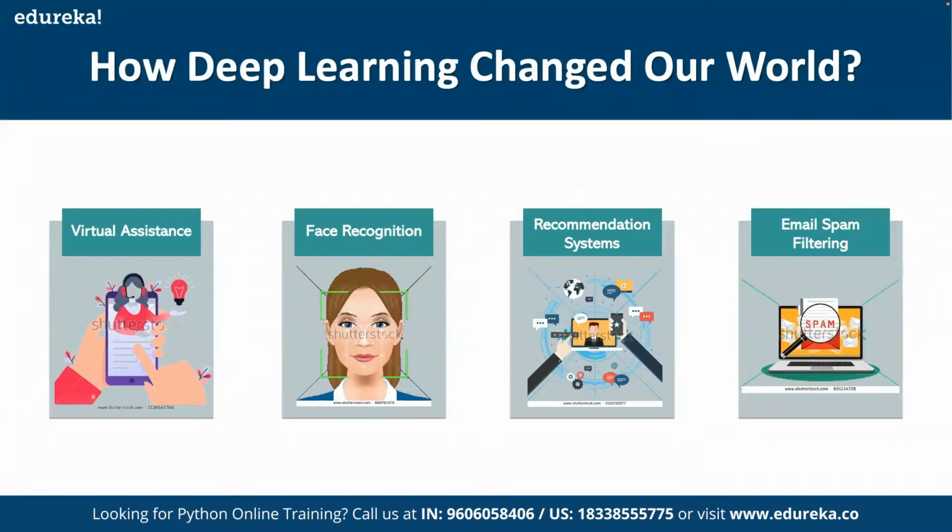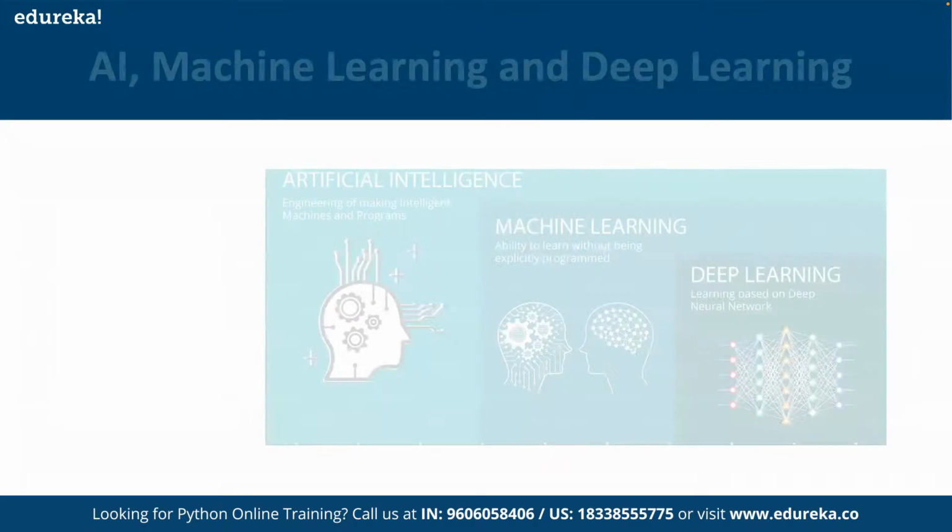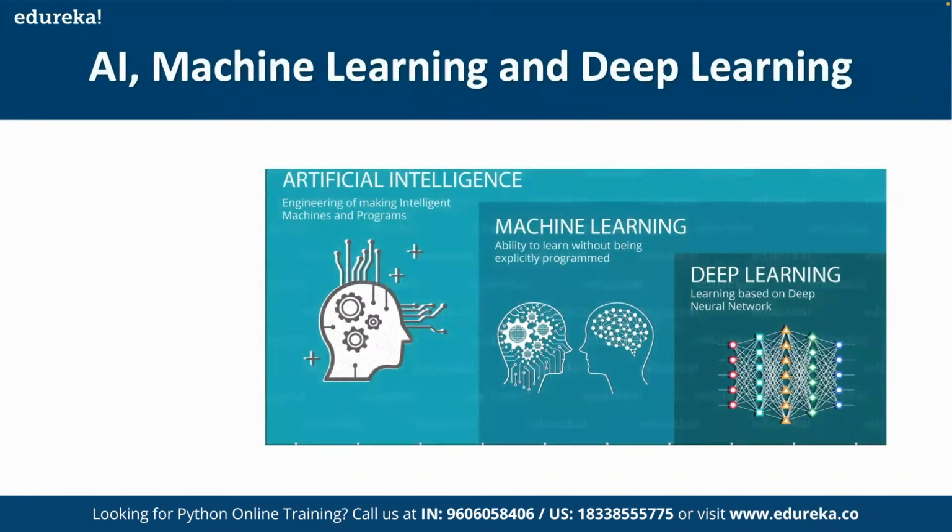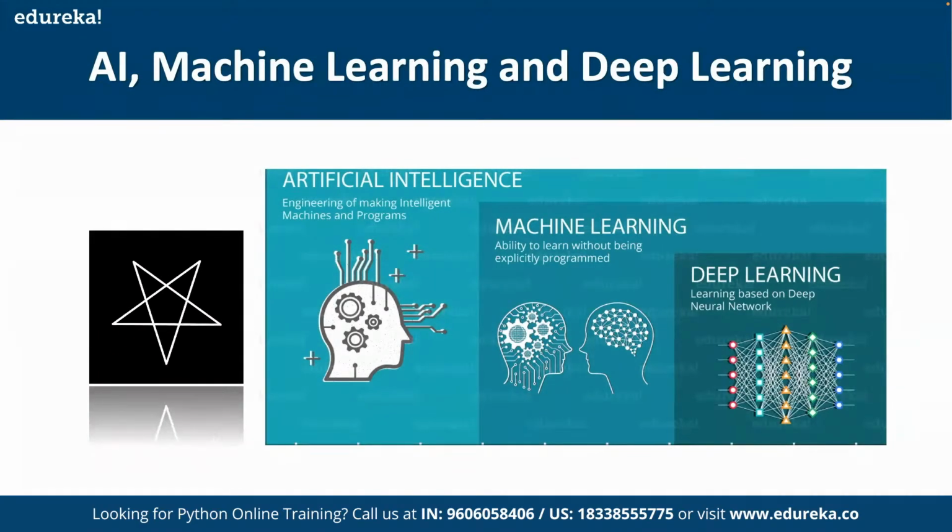Now, if I want to describe deep learning, deep learning is a subset of machine learning, and machine learning is a subset of AI, which is artificial intelligence. Artificial intelligence is an engineering that makes intelligent machines capable of analyzing data and taking actions on their own. That's the role of an AI system. And machine learning is a subset of AI. Here, the machine learning system has the ability to learn from the data without being explicitly told to learn this from the data. That's the beauty of machine learning.